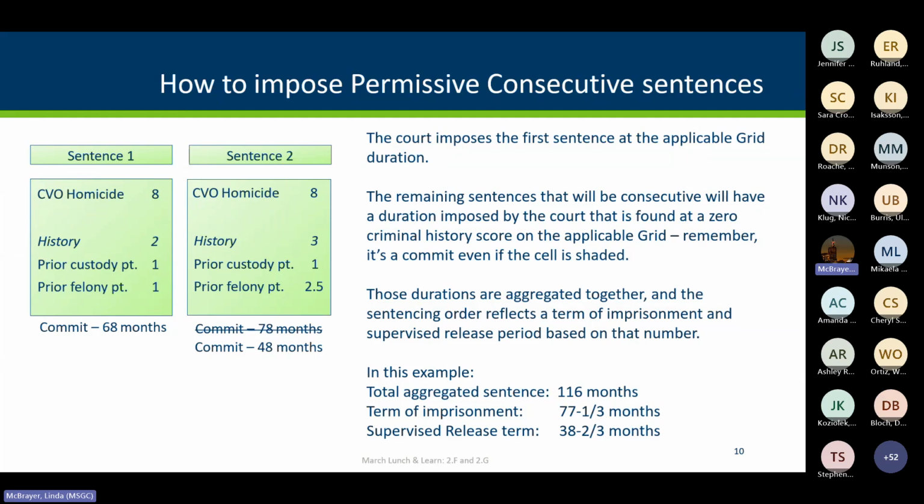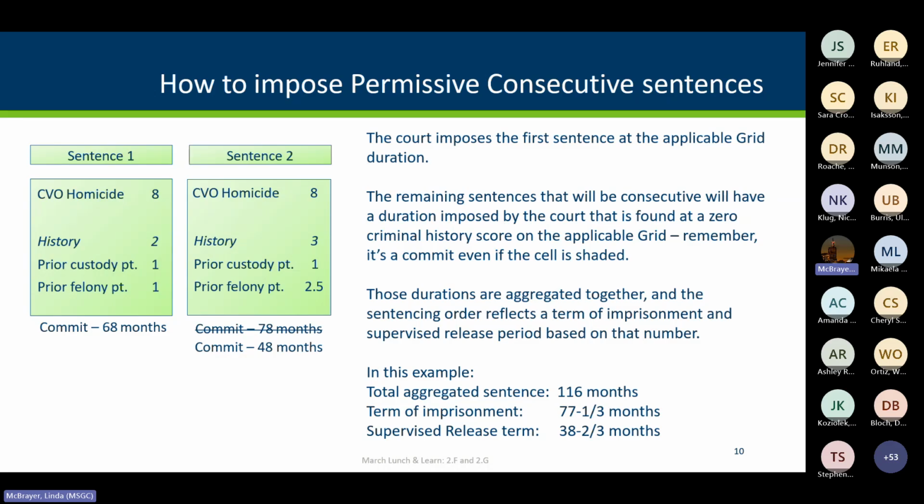If the court's intention is to sentence the second homicide consecutive to the first, then they will impose the commit for 48 months, since that is what is reflected on the grid, and the ranges are available. So they can impose 41 to 57 months consecutive without departure. Sentence 2 consecutive to sentence 1, and those are then aggregated together.